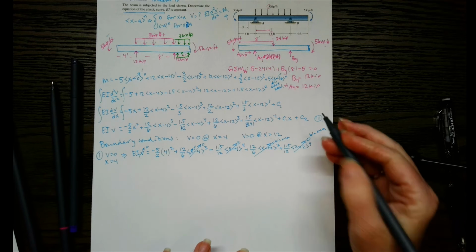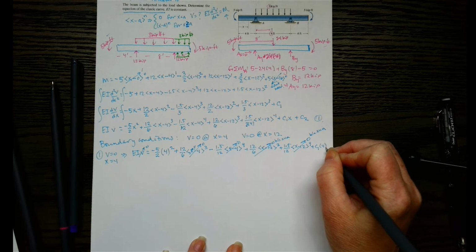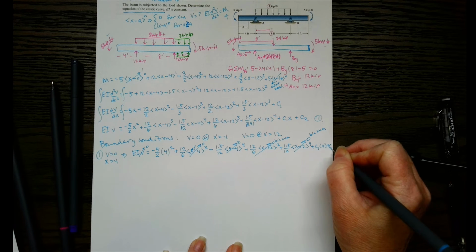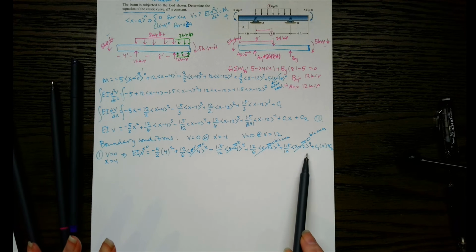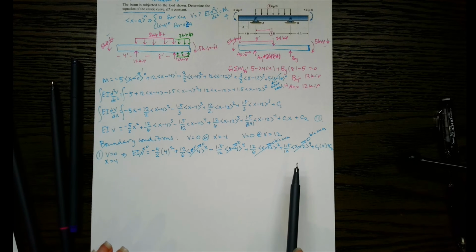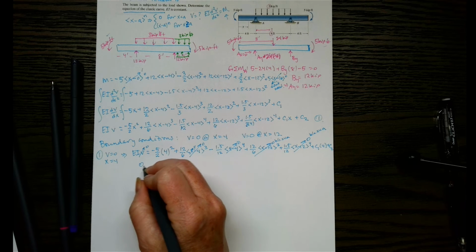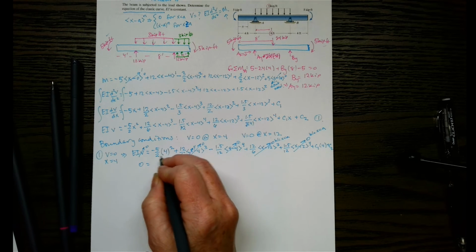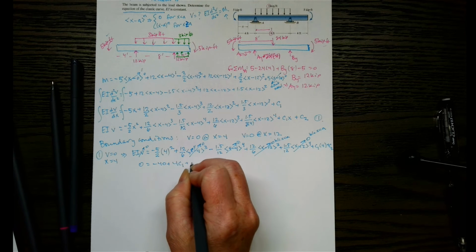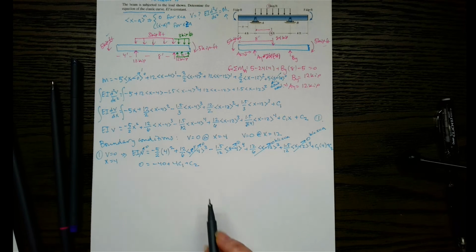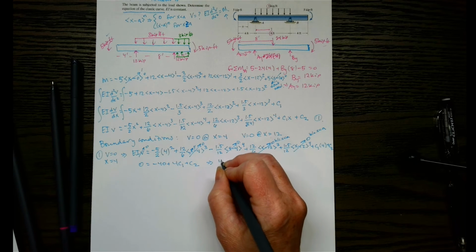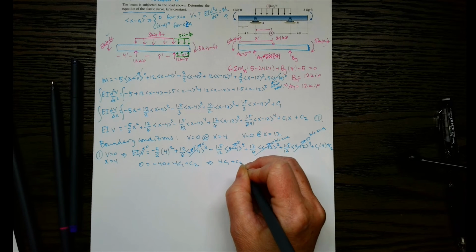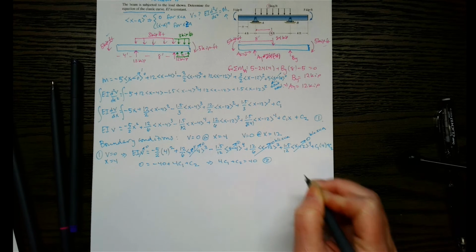And then finally we have this plus C1 times X, which is 4, plus C2. Okay, so we canceled out a lot of this stuff, which is good. So we get 0 on the left side. This first term here is negative 40. Then we have plus 4C1 plus C2. I can't really solve anything there, so I'm going to go ahead and rewrite it as 4C1 plus C2 equals 40. Call it equation 2.